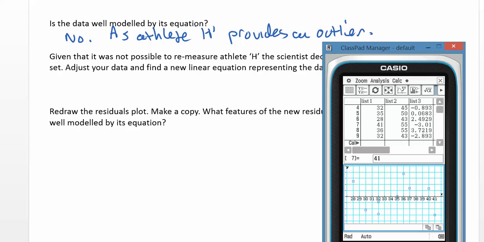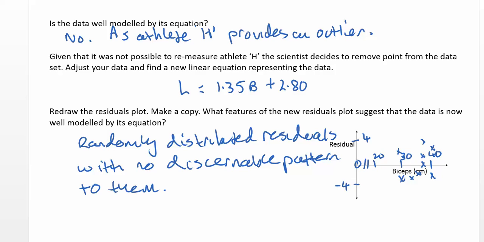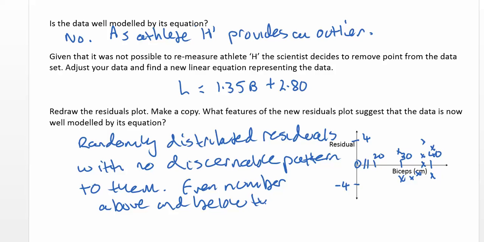Now I'll just quickly put that graph data in for you. Take this opportunity to check it. So when we do our residual plot again, you notice I'm only having to go between +4 and -4 on the residuals. They're pretty much evenly distributed above and below the residual axis. So we can say randomly distributed residuals, no discernible pattern, and I could say an even number above and below the axis.